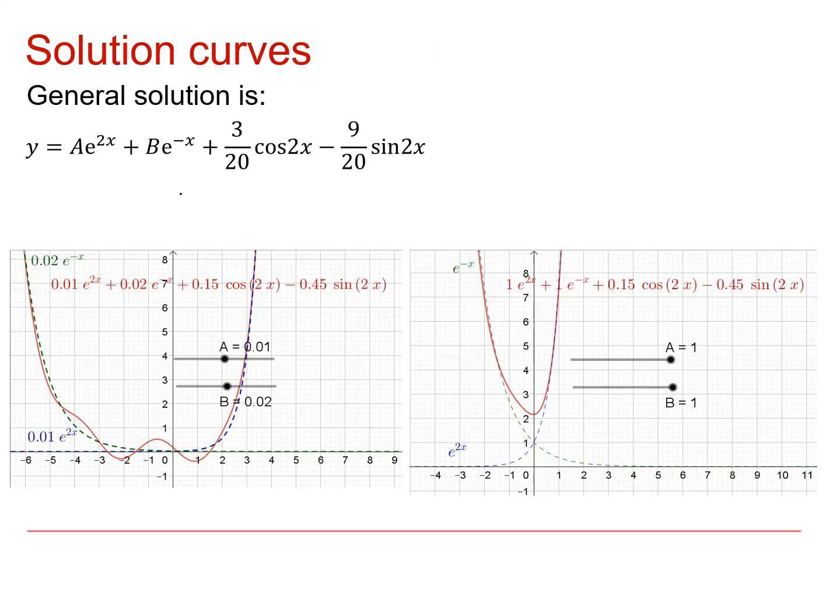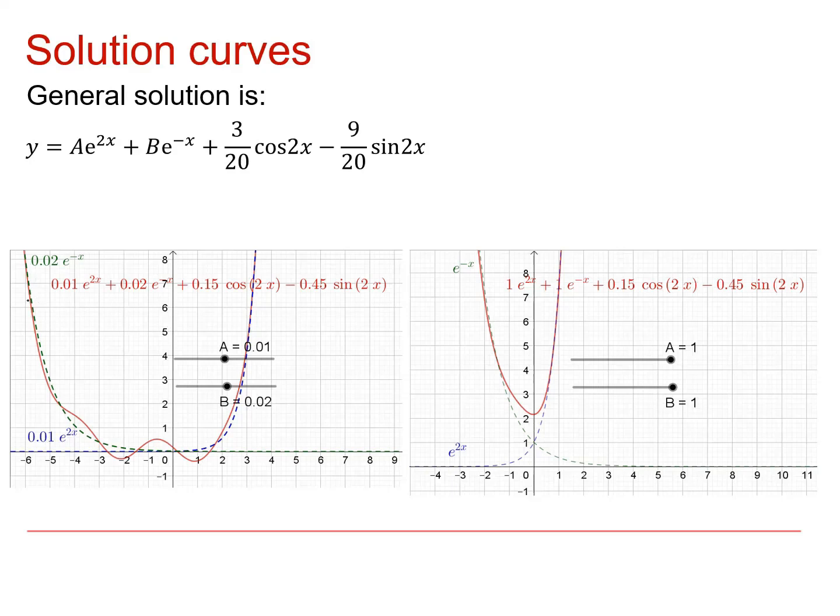So here's a couple of plots for this general solution. The left-hand one has fairly small values for a and b, 0.01 and 0.02. The right-hand one has somewhat larger values, a is 1 and b is 1. In both cases, however, the driving factor for both solution curves for large values of x is the functions that involve e. So the blue line here is the e to the 2x bit of the general solution, and you can see that as x gets large, the curve tends to that.